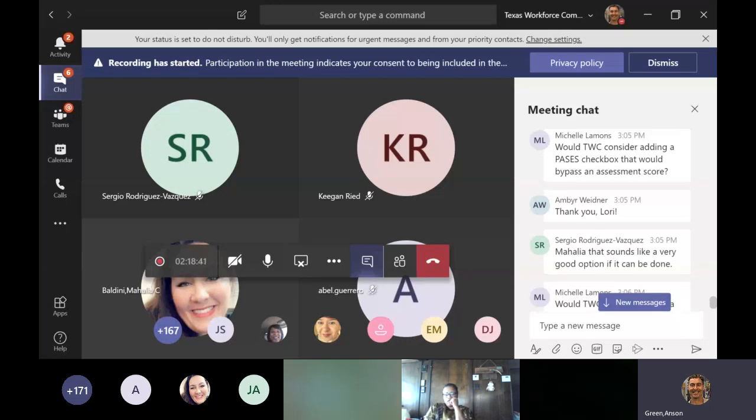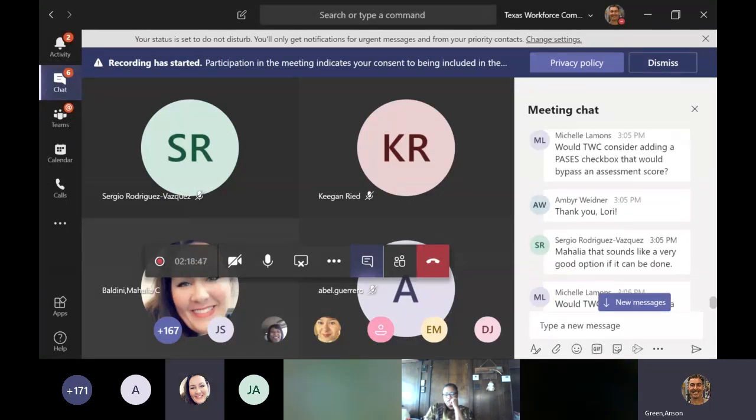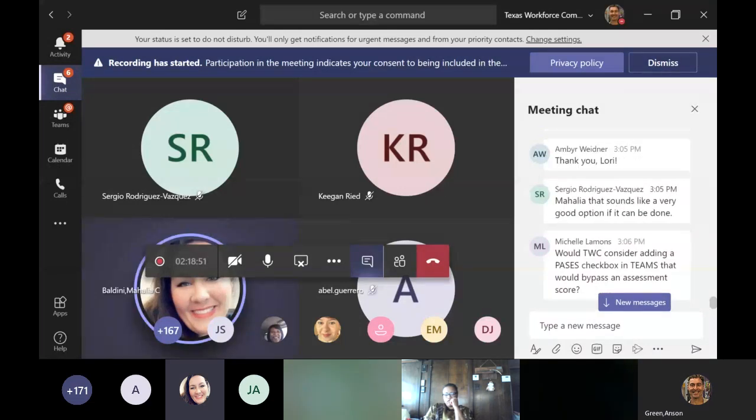Michelle Lamont, would TWC consider adding a passes checkbox that would bypass an assessment score? Yeah, that's kind of like what I was talking about with basically a non-NRS class. I mean, and that would just get us to a point where you guys would not have to track this on an external spreadsheet. You'd be able to put it in Teams, but it would not help us in terms of the performance piece.